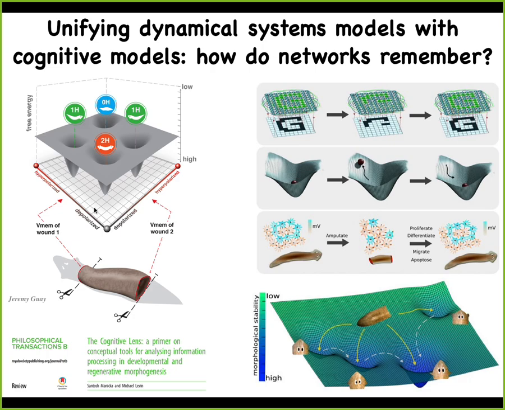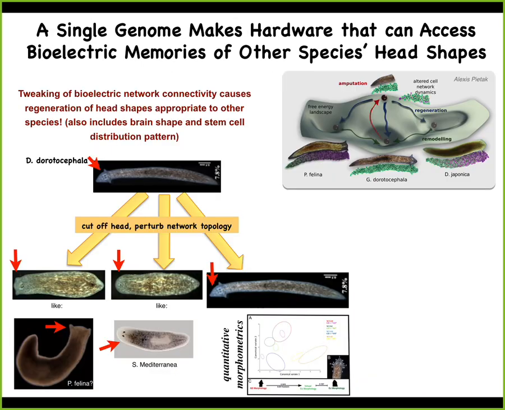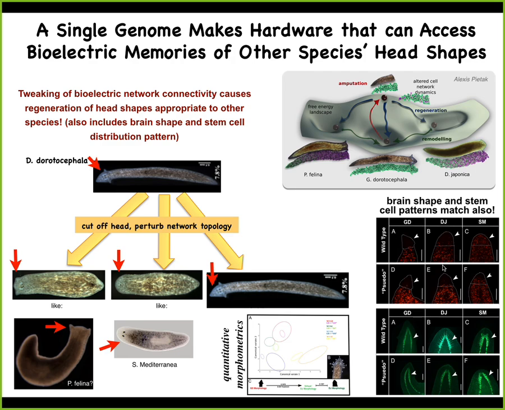Now it gets even more interesting than just head number, because that's what this is all about, the number of heads. It gets more interesting than that. It's also about head shape. So you can take this triangular shaped planarian, amputate the head, and perturb the electrical connectivity of the rest of the cells as they are trying to figure out where the electric circuit should settle. Here's the normal attractor. And it gets confused, and sometimes you get these flat-headed P. felina, and sometimes you get round-headed S. mediterranea. It's not just the shape of the head, but it's also distribution of the stem cells and the shape of the brain that's the same as these other species.